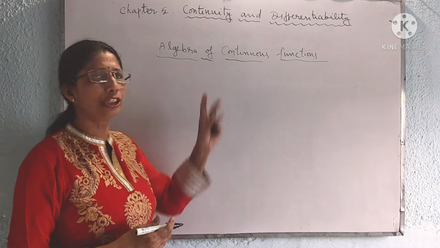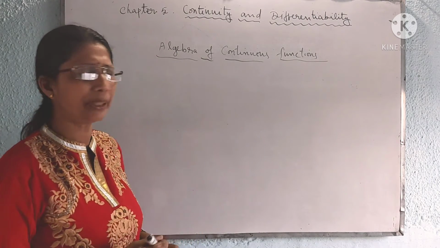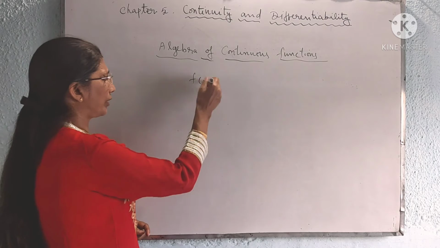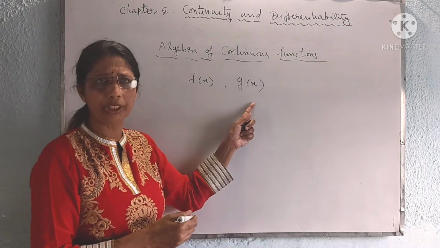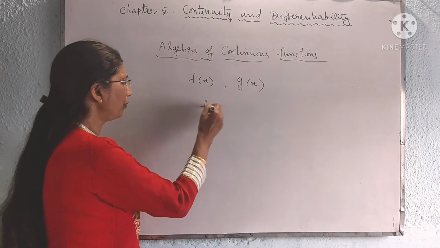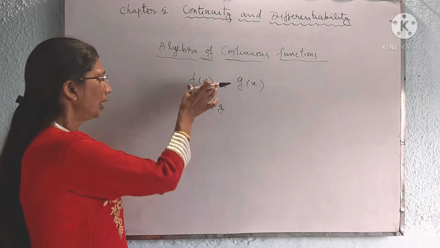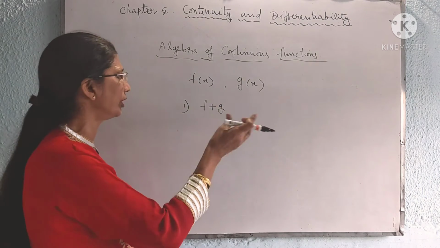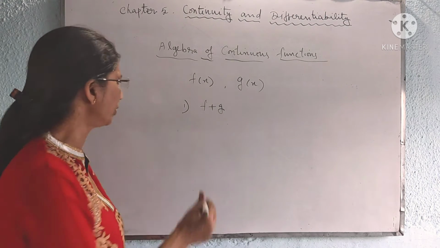Next is the algebra of continuous functions. Algebra of continuous functions means if one function f(x) and another function g(x) are both continuous, we can say that the sum of these two is always continuous. Function f(x) is continuous, g(x) is continuous, and the sum of these two functions will always be continuous.